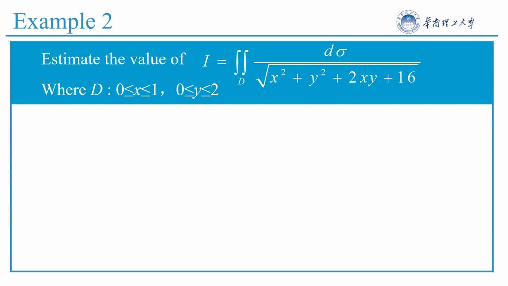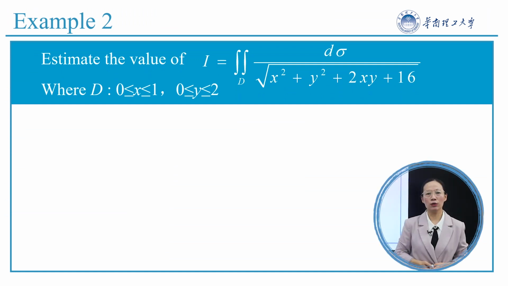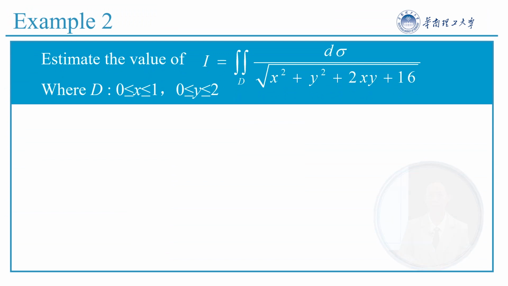We continue to study example 2. Estimate the value of the double integral of 1 over the square root of x squared plus y squared plus 2xy plus 16, where D is a rectangular area, x is from 0 to 1 and y is from 0 to 2. The area of D, sigma, is equal to 2.